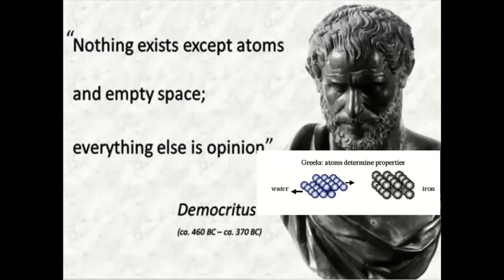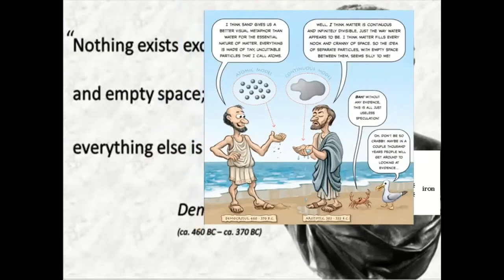His atoms all had different qualities. So water could flow past itself because of how the atoms were. And iron had little sticky things on it. Things that were bitter had barbs on them that would barb your tongue and catch it.